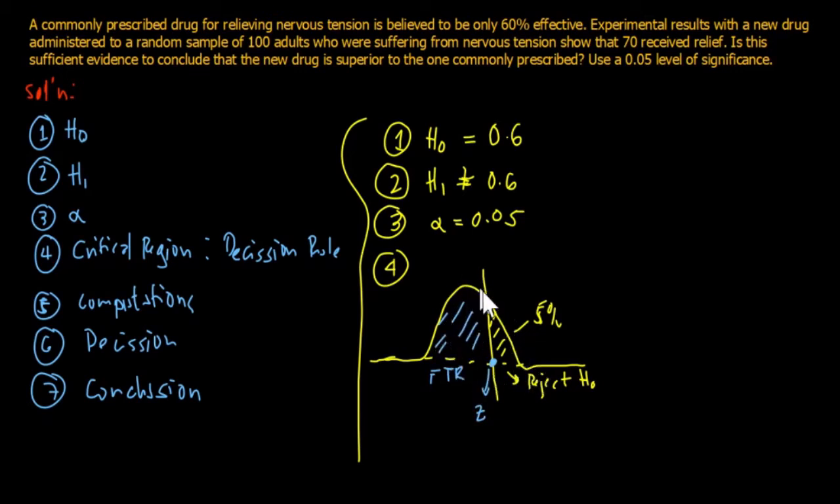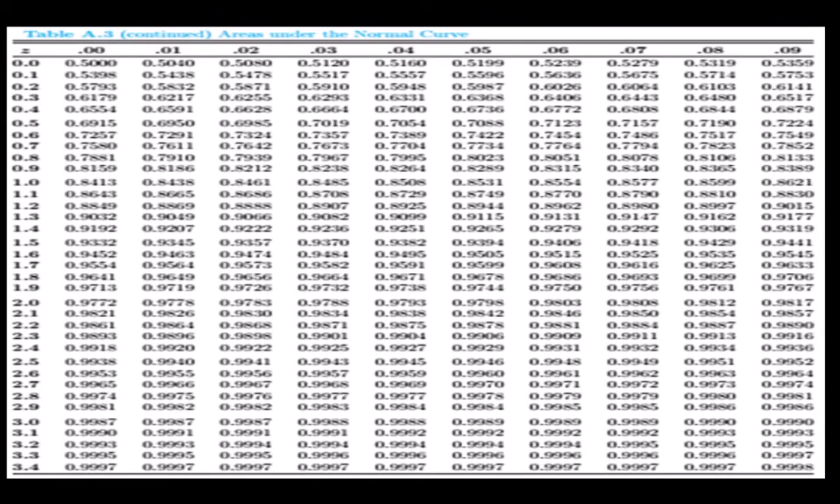So this is the 100% curve. Because our level of significance is 5%, the remaining region in which we will be failing to reject will be 95%. So we will use the Z table. Let's have our Z table here. So this is our Z table, and we will find the 95%. There, this is the 95%.